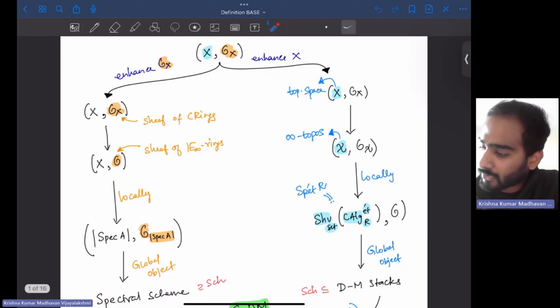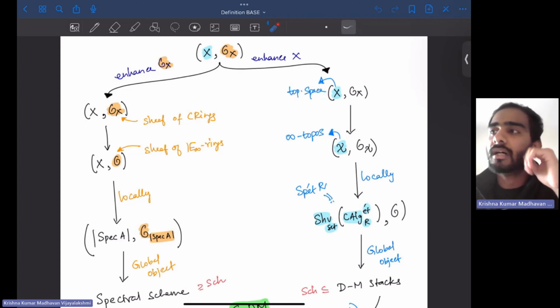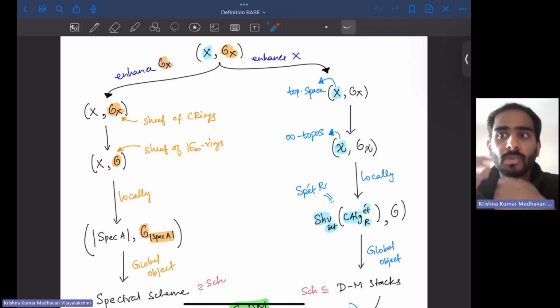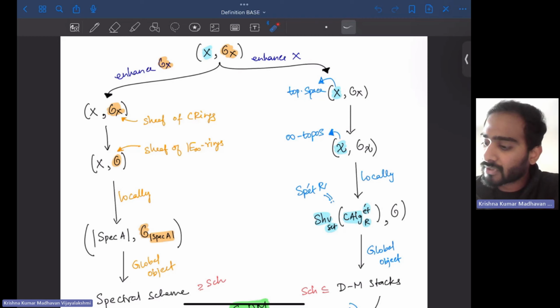So briefly, I would like to go through this flow diagram. If you just consider a scheme as a sheaf of commutative rings, it doesn't have any homotopic data. It's very discrete, in terms of spectrum; we'll see what that means as well. Then we can impose a more advanced structure on these rings, which is called the sheaf of infinity rings. Once we have this, we can see how we can play with the homotopies that come attached with this ring.